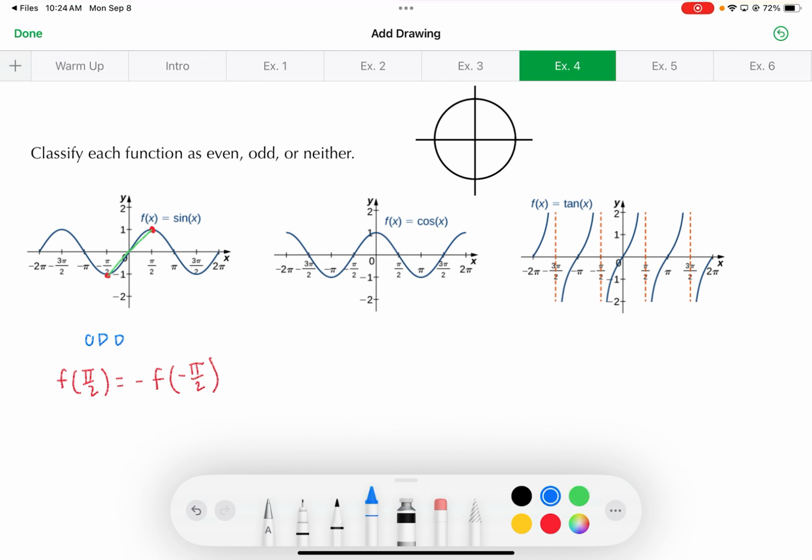Okay, next you have the cosine function there. It has symmetry with the y-axis, right? So we are even if we're working with the cosine function. Okay, notice cosine at pi over 2 is 0. That's because x is 0 at pi over 2. And at negative pi over 2, x is also 0. So those are equivalent, right? They are not opposites this time. They are equivalent, so we are even.